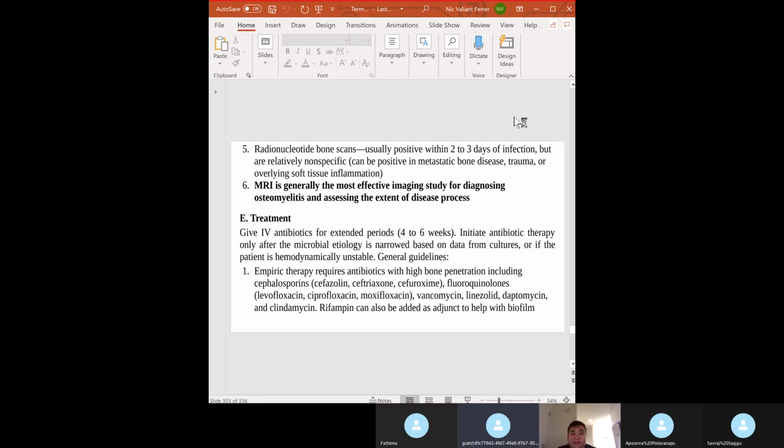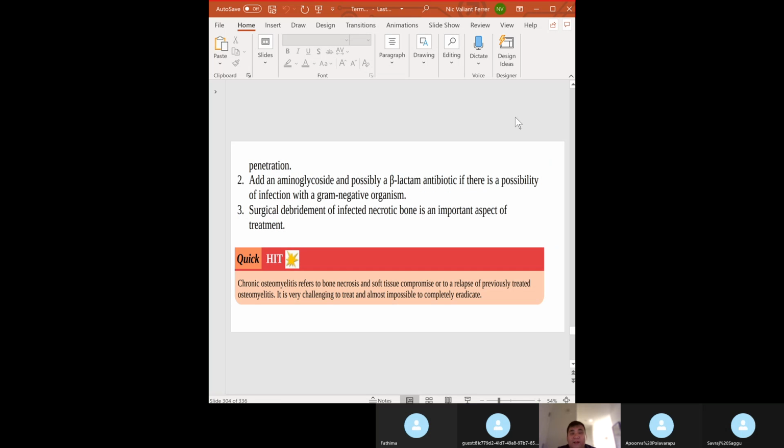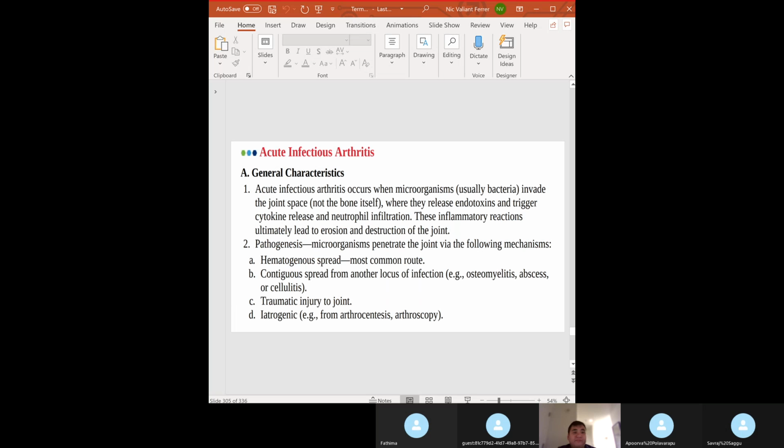Treatment, IV antibiotics. You give cephalosporins, fluoroquinolones, and all of those good stuff. Rifampin can also be added as an adjunct. Why? To help with biofilm penetration. You can also give aminoglycosides, your gentamicins, and a beta-lactam antibiotic. Lastly, don't forget surgical debridement of the necrotic bone. This is very, very important.